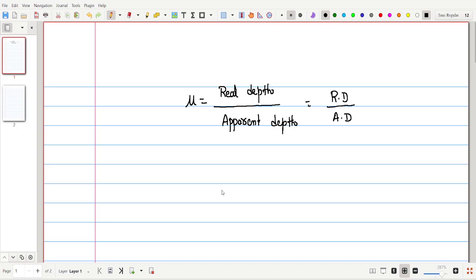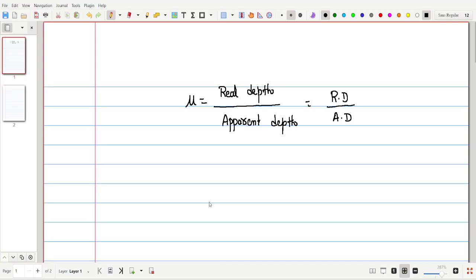See here, the refractive index is represented by the letter mu. Mu is equal to real depth by apparent depth. So this is what we call the refractive index: real depth divided by apparent depth. Understood? So how are we going to find the refractive index of the material?